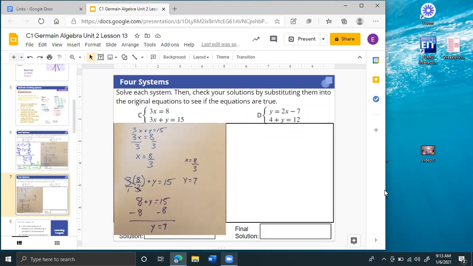Does everyone see how I cross canceled there? Nice job, Abby. Thank you, Abby. So I was left with 8 plus y is equal to 15. I needed to isolate or get my y by itself, so I had to subtract 8 from each side, and I would be left with y is equal to 7. So I have what my x is equal to, I have what my y is equal to. My final solution: x is equal to 8/3, y is equal to 7.